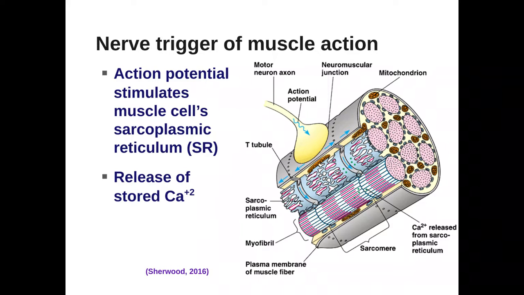When a muscle cell is at rest, the tropomyosin is going to block the actin binding sites where the myosin heads would bind to that actin. So those are blocked when the muscle is at rest.